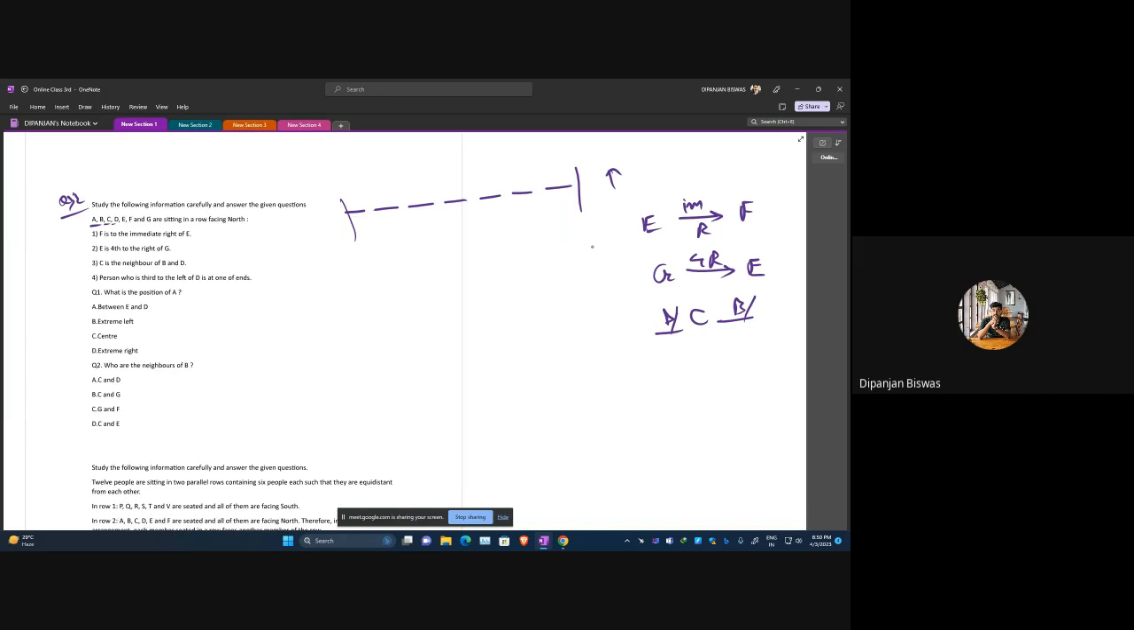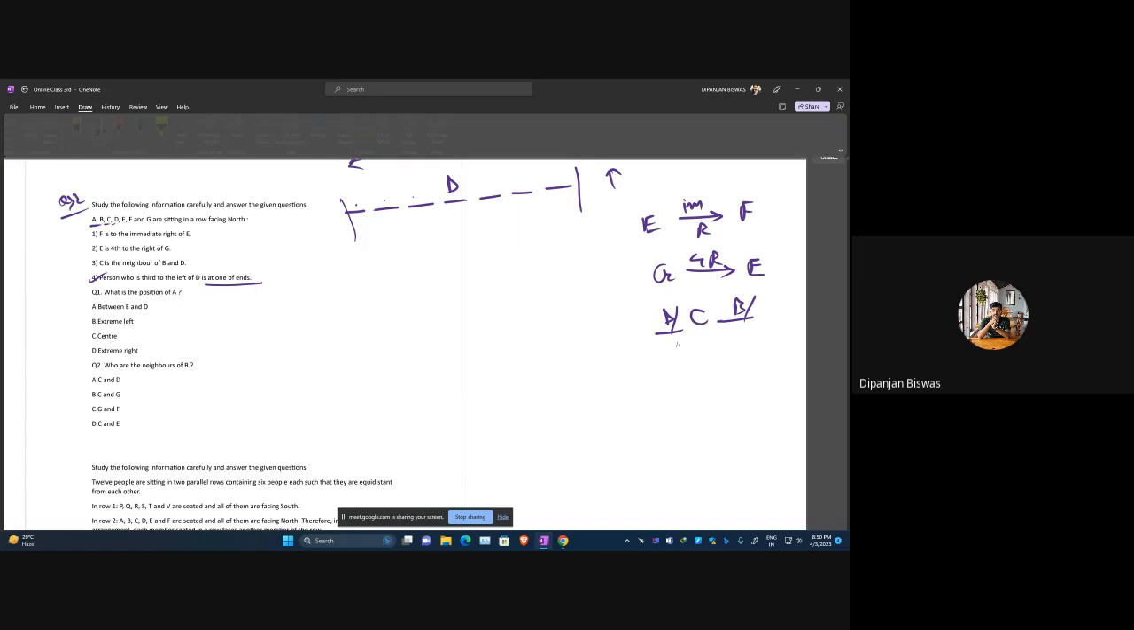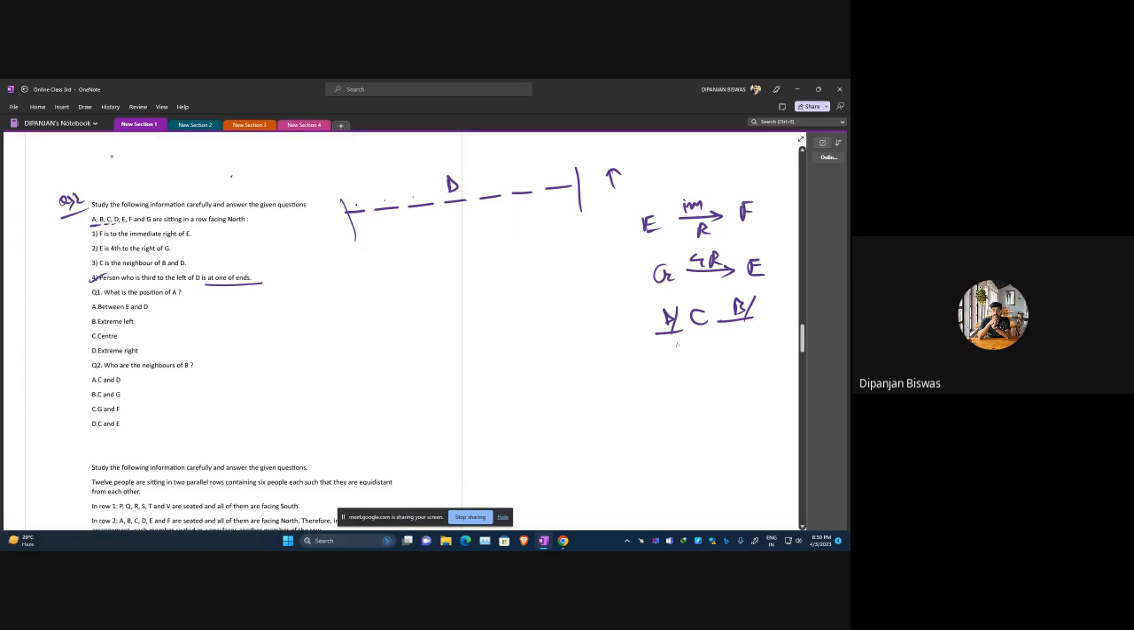B and D can be anywhere, like this can also be B, here can be D. So that's why I have given the oblique sign. The person who is sitting third to the left of D is one of the ends. So we have our obvious statement here. D's third left will be in this direction, so that person is at the end. If we take D here, 1, 2, 3, so the third person is at the end. So this is our obvious hint. So let us take the other things. C should be coming between D and B. Again, we have to write two possibilities.